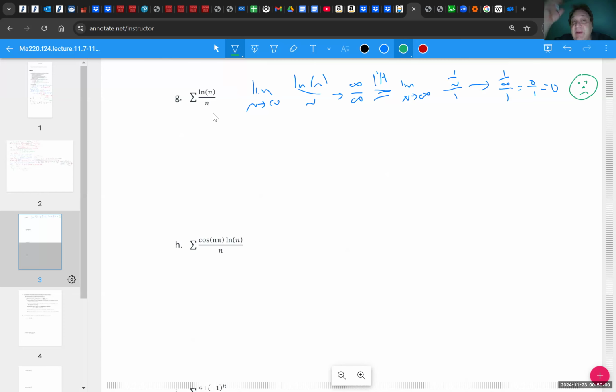Ln n, if we just get rid of it, is like 1 or something. So it's like 1 over n. And 1 over n is our harmonic series. It's also a p-series. So we're going to think this thing diverges.